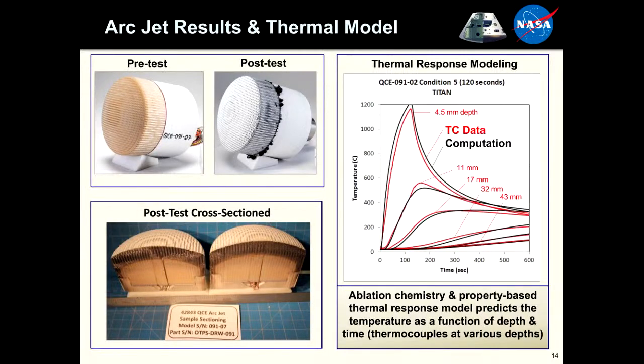And so on the top right here, I'm showing a plot that has the actual test thermocouple data shown in red, and then the physics-based model that computes what we predict that temperature profile will be for this specific arc jet test. That prediction is shown in black, and that's a pretty good approximation of what was actually observed, a pretty good prediction for a physics-based model and a rather challenging material to model.